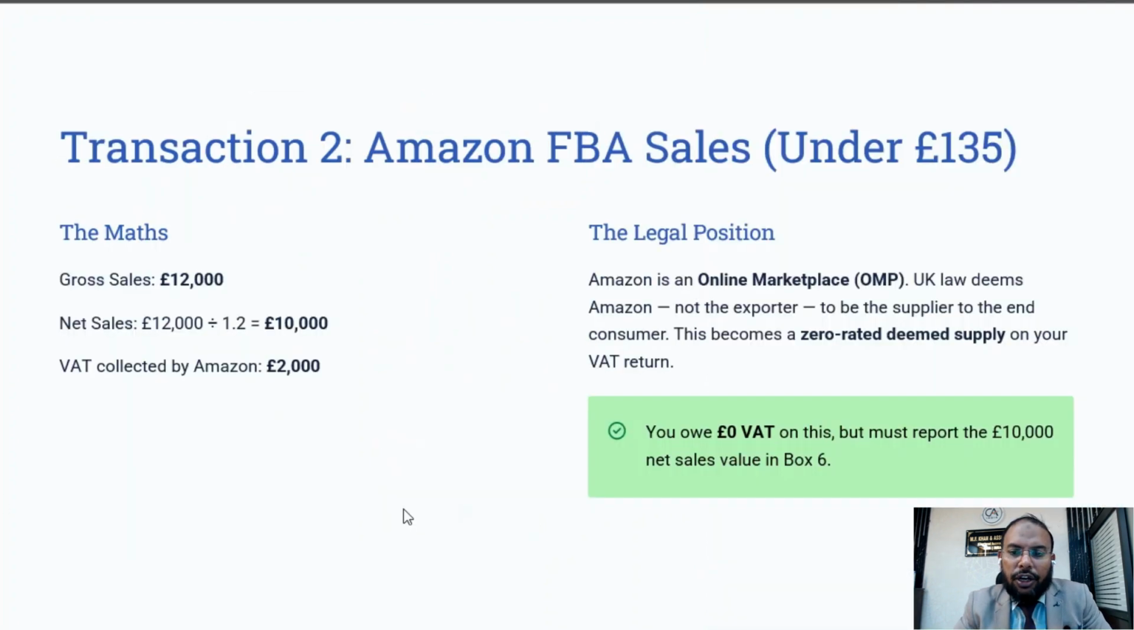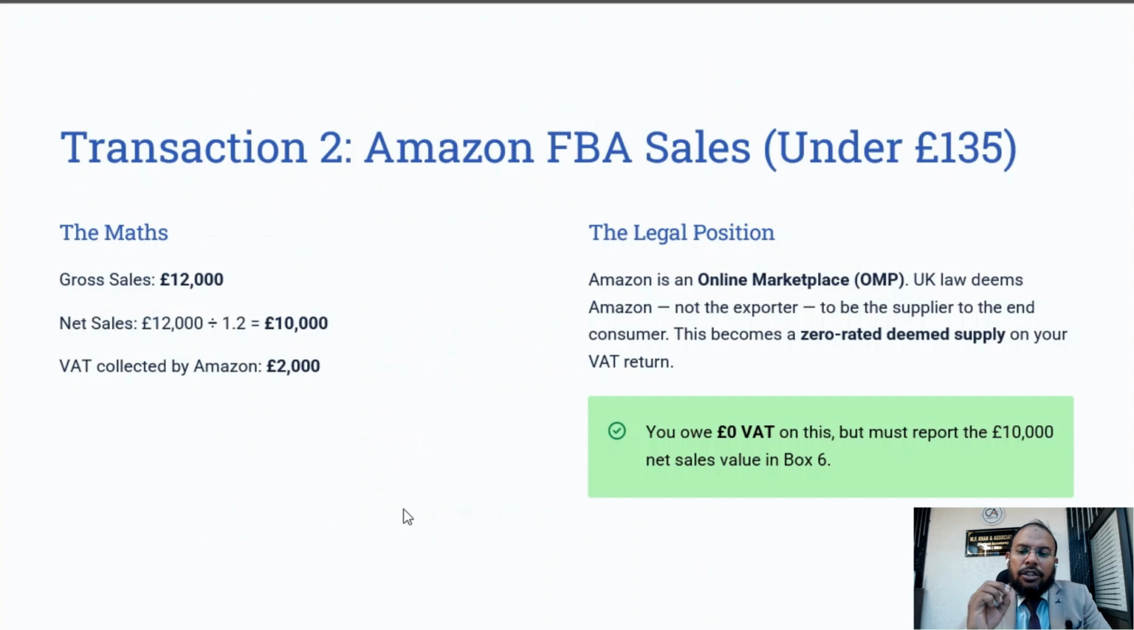The second transaction is regarding Amazon FBA sales of this quarter. This quarter's Amazon sale is 12,000 pounds. The 12,000 pounds is gross sale, meaning it includes VAT. So we need to calculate the net sale. The formula is 12,000 pounds divided by 1.2, so the net sale will be 10,000 pounds and the VAT collected by Amazon will be 2,000 pounds. I hope it is clear: 2,000 pounds which is collected by Amazon.